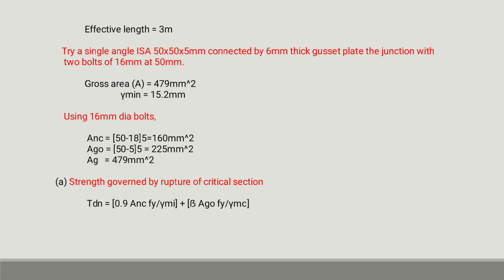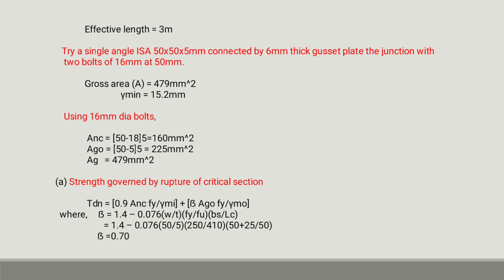So this formula is in our code book IS 800 2007 page number 71. So TDN is equal to 0.9 ANC FY divided by gamma m plus beta A into GO FY divided by gamma m0. So all the values if you can know, you can apply the values, you got the answer. So 1.4 minus 0.076 50 by 5. So beta is equal to 0.70. So TDN is equal to apply all the values, you get the answer 83.02 kilonewton.